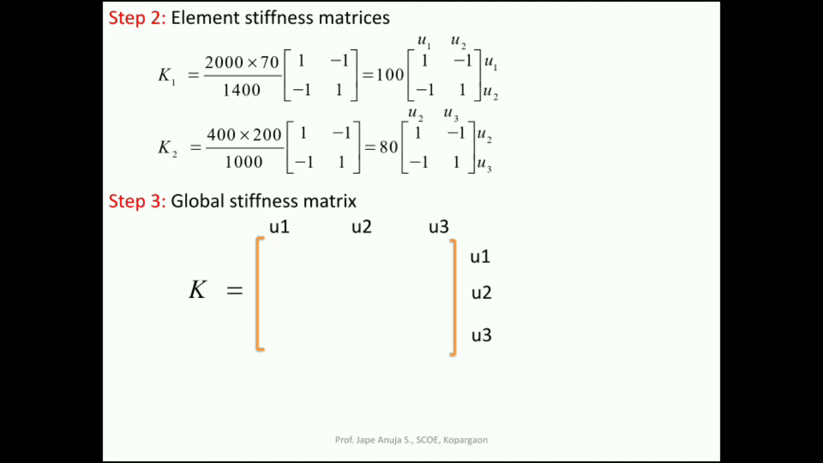Now here the total degrees of freedom for the whole structure is 3: U1, U2, U3. So this global stiffness matrix will have the order of 3 by 3, containing a total of 9 elements. The 3 columns and 3 rows are associated with these 3 displacements u1, u2, u3. So write down for each column and for each row.